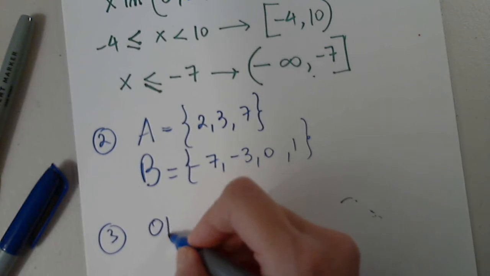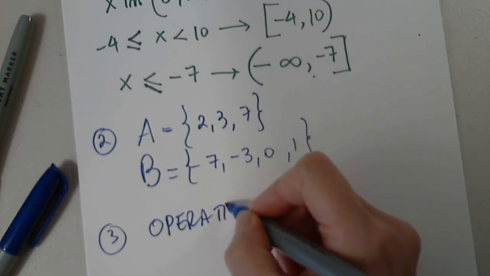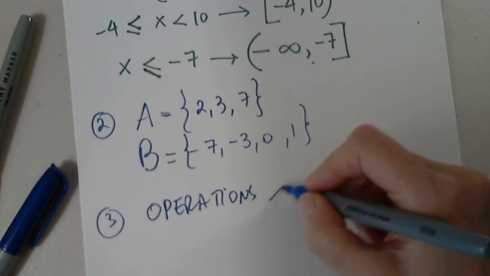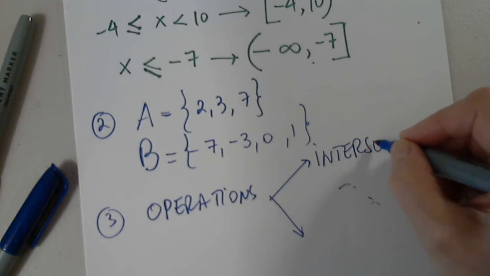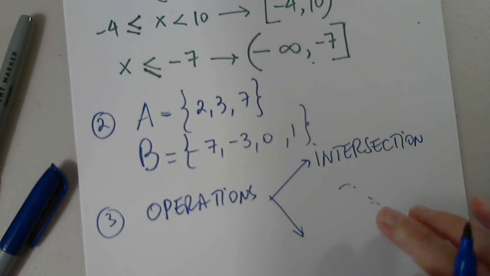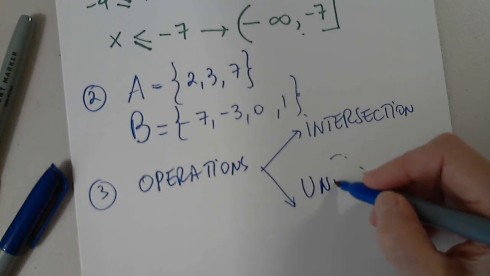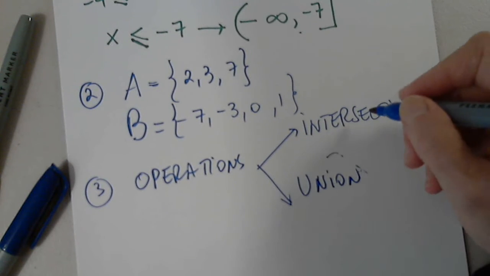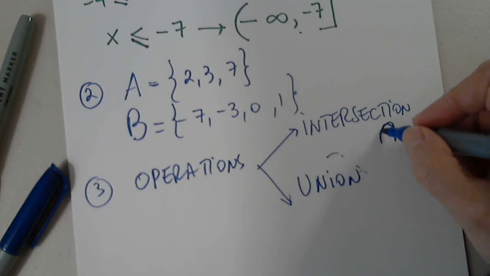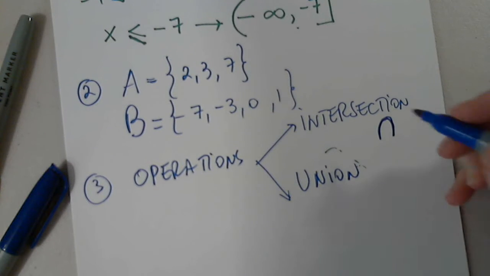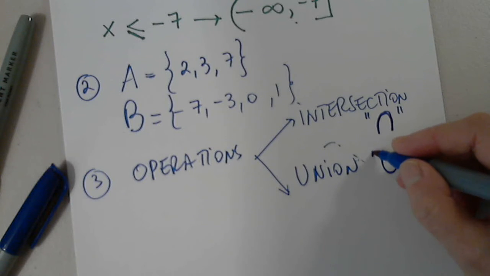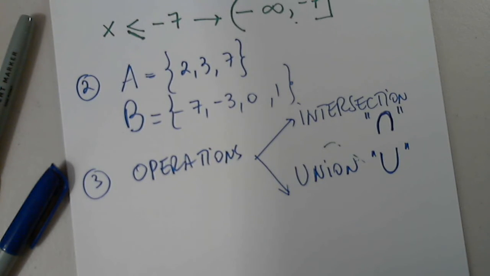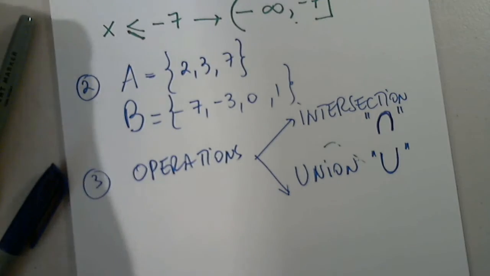And number 3, operations with these intervals and sets. The operations are one is called intersection, and the other one is called union. The symbol for intersection is an upside down U. That's the symbol. And the symbol for union is just a U. What do they mean? And then we'll look at examples.